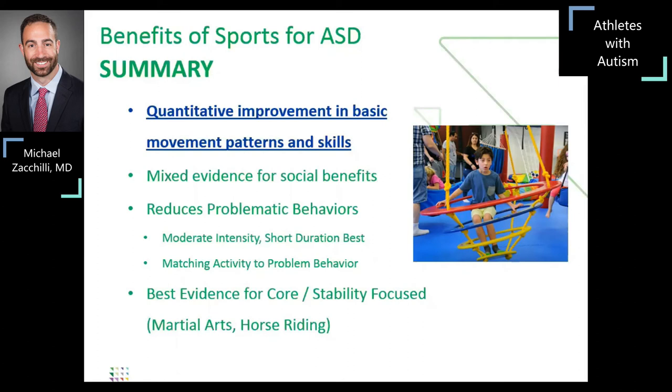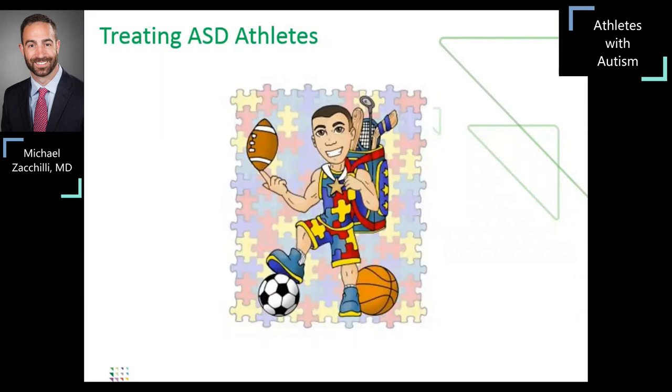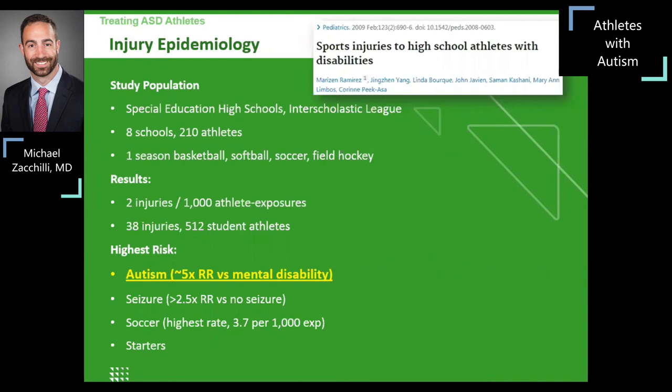So how do we treat autistic spectrum disorder athletes? First off, we need to understand what sort of injuries they get. So this isn't the only epidemiology study in this group of athletes. It looked at 8 schools with special education programs and an interscholastic sports league. This is high school age kids. And what they basically found were 2 injuries per 1,000 athlete exposures. That's a bit higher than what we see for our typically developing patients. The highest risk group of all of these special education subgroups was autism, which carried a 5 times increased risk compared to just standard mental disability patients in this group.